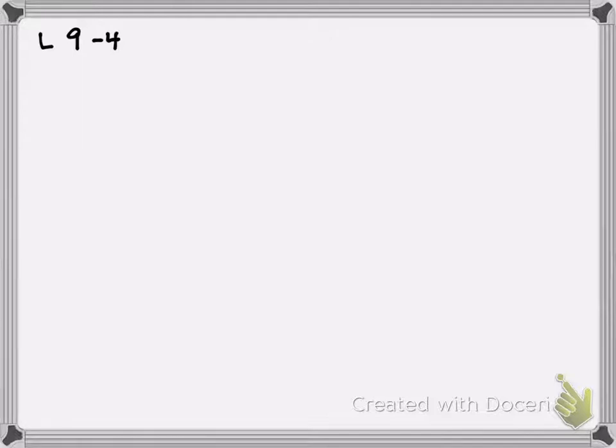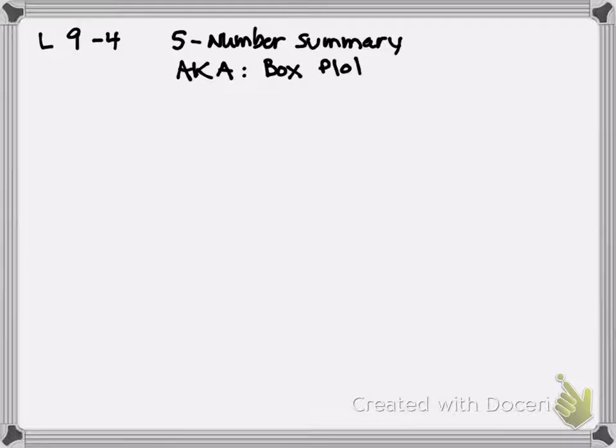So today our focus is the 5-point or 5-number summary, also known as the box plot. And today's date is the 6th. A lot of 6s in our date today. Okay, so let's talk about that quantitative data.